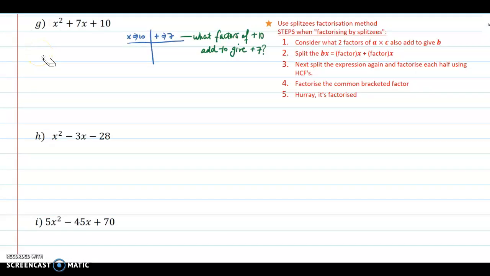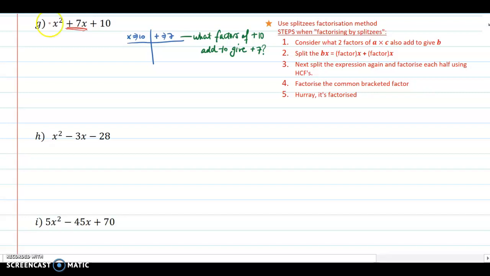Okay, this last lot of quadratics is just an extra step to what we've been doing so far. And we need to aim to split this middle term here into 2 parts, so then we can factorize each half, find a common bracketed factor, and end up with our fully factorized quadratics. Okay, so I call this the splitzees factorization method.